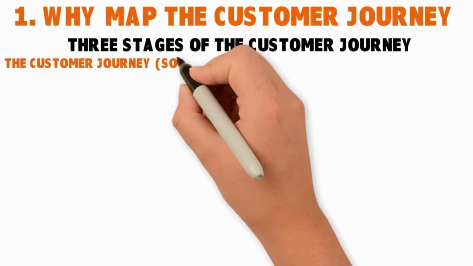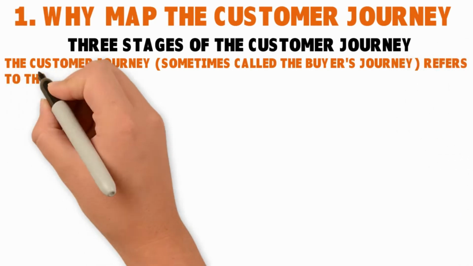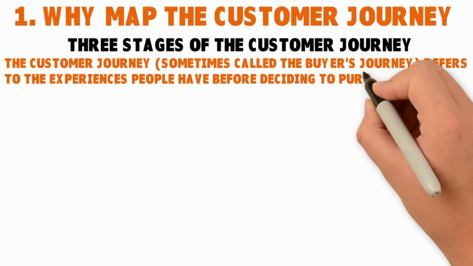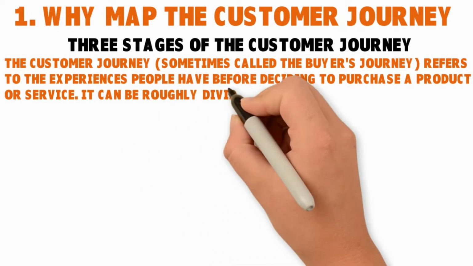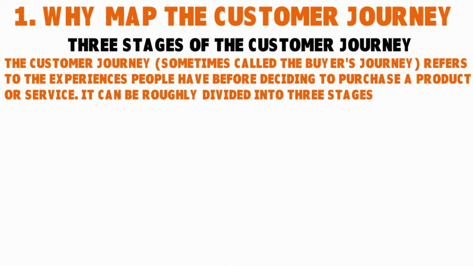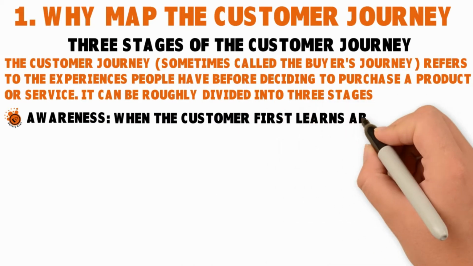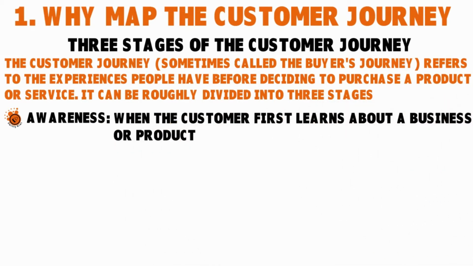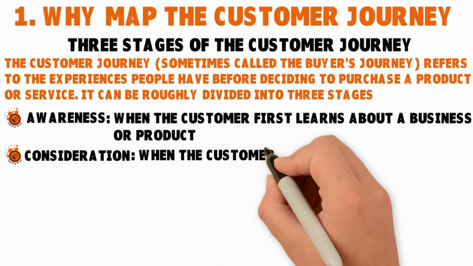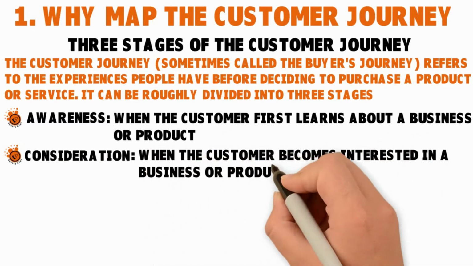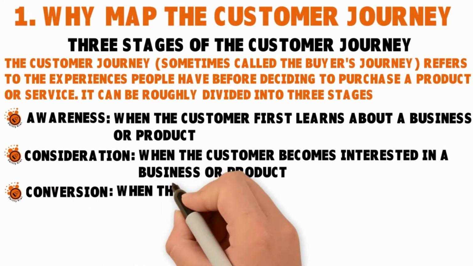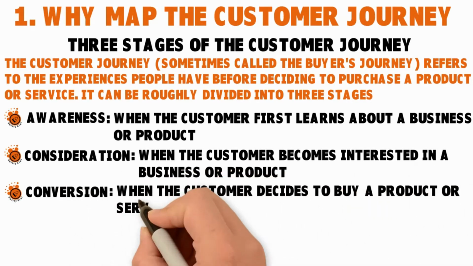The customer journey, sometimes called the buyer's journey, refers to the experiences people have before deciding to purchase a product or service. It can be roughly divided into 3 stages. I've seen explanations where they had 12 stages, but here, for the sake of simplicity, we're going to focus on 3 main stages. Awareness. That's when the customer first learns about a business or a product. Consideration, when the customer becomes interested in a business or product. And conversion, when the customer decides to buy a product or service.